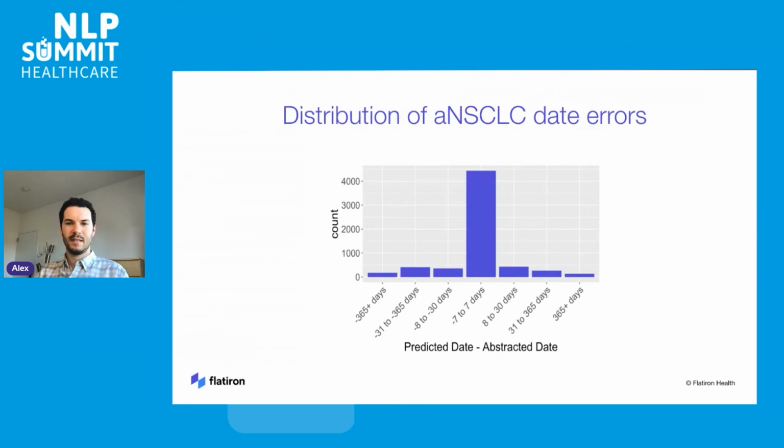So returning to the advanced variable, this histogram shows the distribution of date errors binned into groups on the x-axis. The errors are very long-tailed. We see that most dates are correct to within plus or minus 7 days, but some can be off by over a year. And this, again, is reflecting the underlying structure of the problem, where different progression events for the patient can be months apart, and there's really a high risk that the model can confuse which one is the advanced diagnosis date.